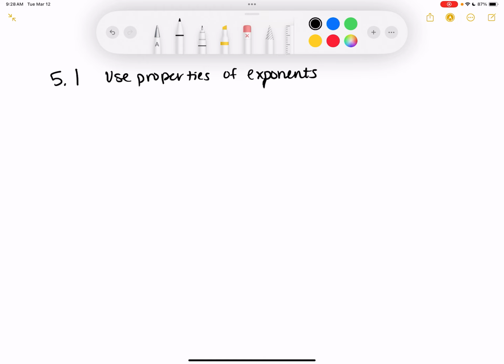Alright, first problem, say to evaluate the expression, tell which properties of exponents you used. I do not care about the property that you use, I just want you to solve it. Okay, so we've got in parentheses 4 raised to the negative 2, and then that's cubed.